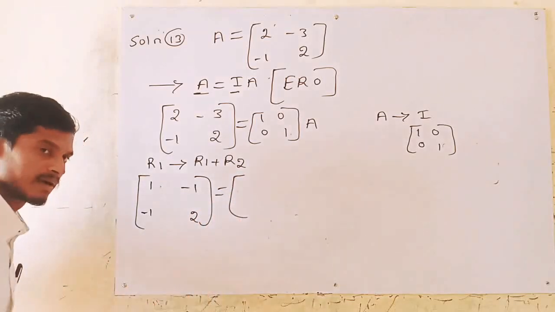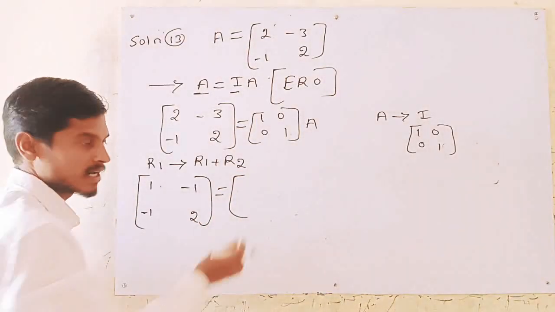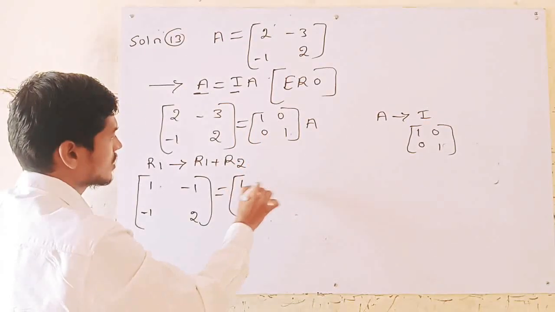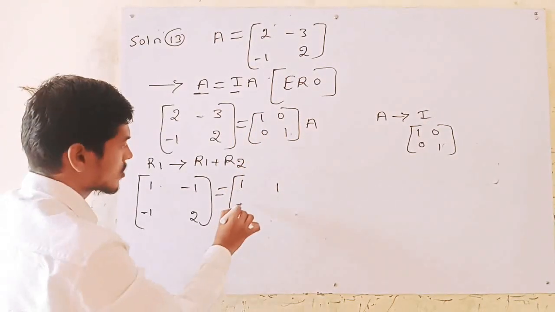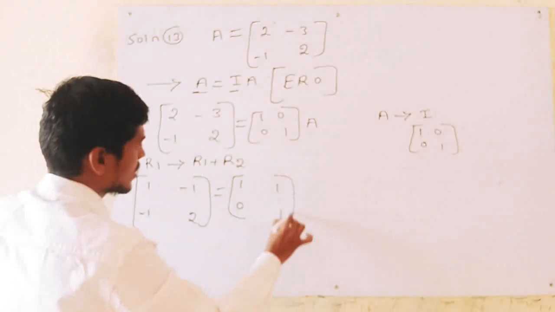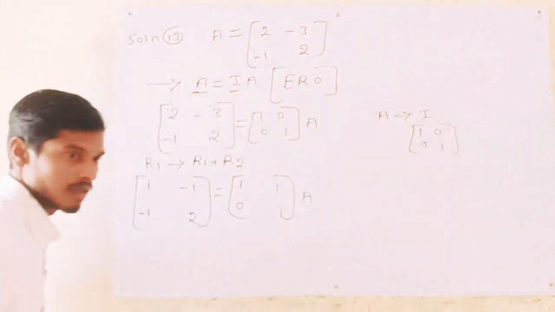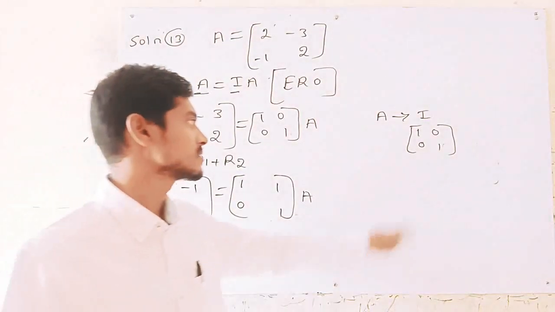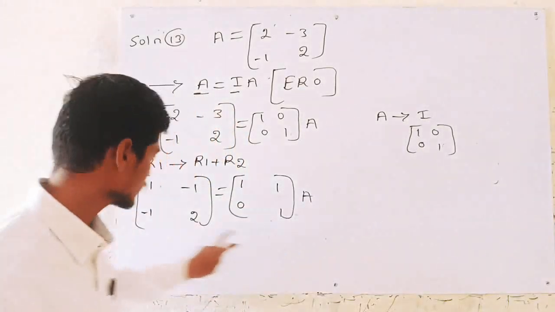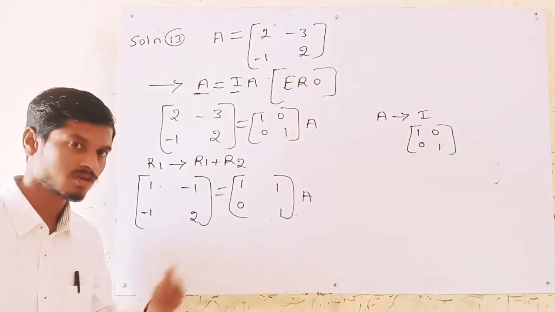Again, simultaneously apply this for the matrix on the right also. This becomes 1, this is also 1. R2 remains the same, times A as it is. Again, our target is this element: convert this minus 1 into 0.